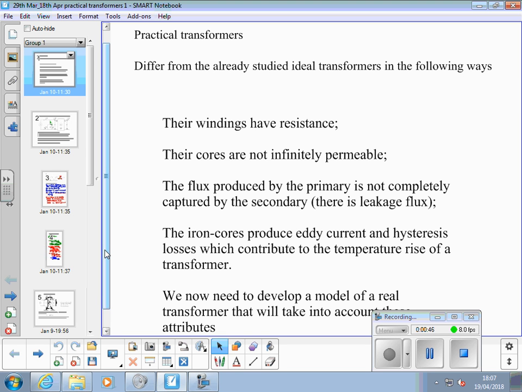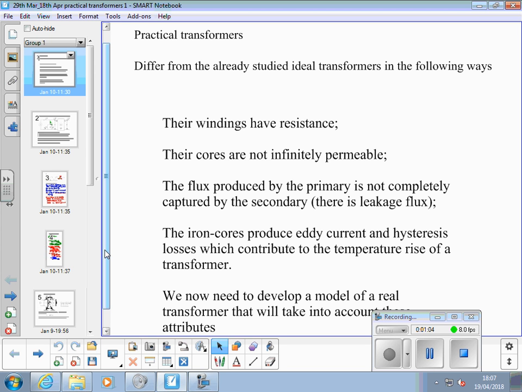There's a leakage flux. Equally, not all of the secondary flux is captured by the primary either. So not all of the flux is linked, would be the simplest way to say that. Some of the flux leaks away and is not used in any way in transformer action.